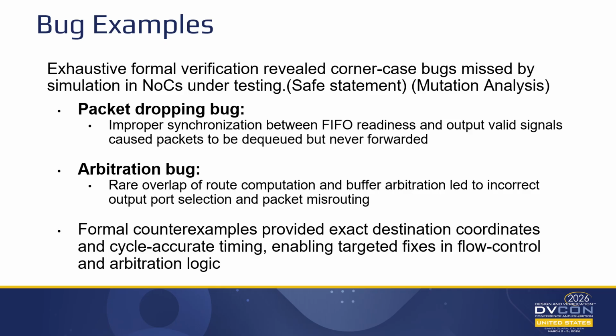silent packet loss. The second class involved an arbitration bug where a rare overlap between route computation and buffer arbitration led to incorrect output port selection and, in some cases, packet misrouting. In both cases, formal counterexamples precisely identified the culprits and provided cycle-accurate traces, enabling targeted fixes in flow control and arbitration logic.